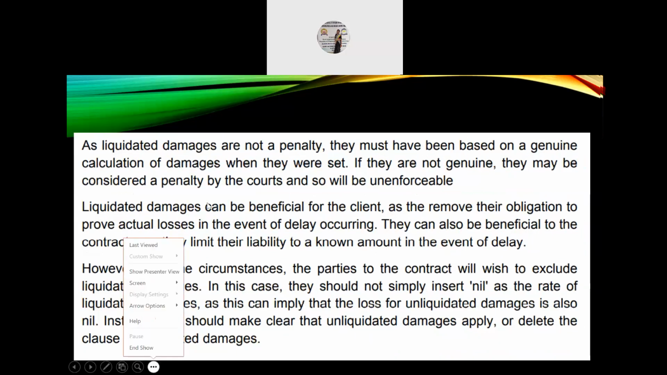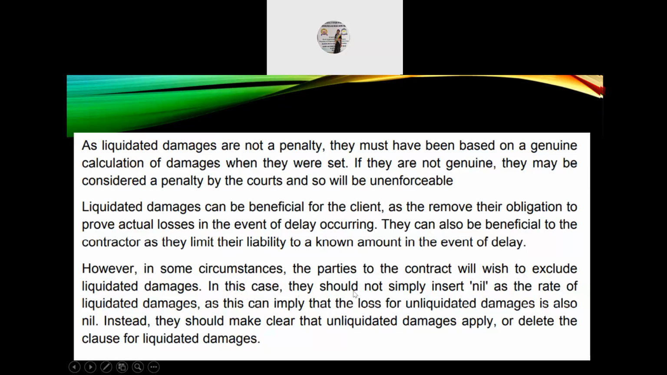As liquidated damages are not a penalty, they must have been based on a genuine calculation of damages when they were set. So if they are not genuine, they may be considered a penalty by the courts and so will be unenforceable. Liquidated damages can be beneficial for the client as they remove their obligation to prove actual losses in the event of delay occurring. They can also be beneficial to the contractor as they limit their liability to a known amount in the event of delay. However, in some circumstances, the parties to the contract will wish to exclude liquidated damages.